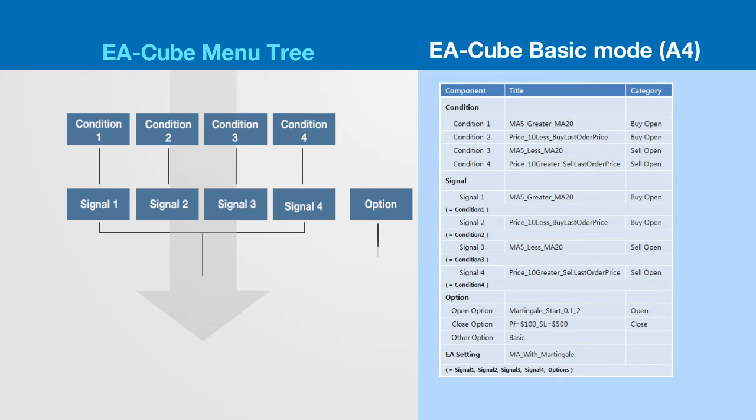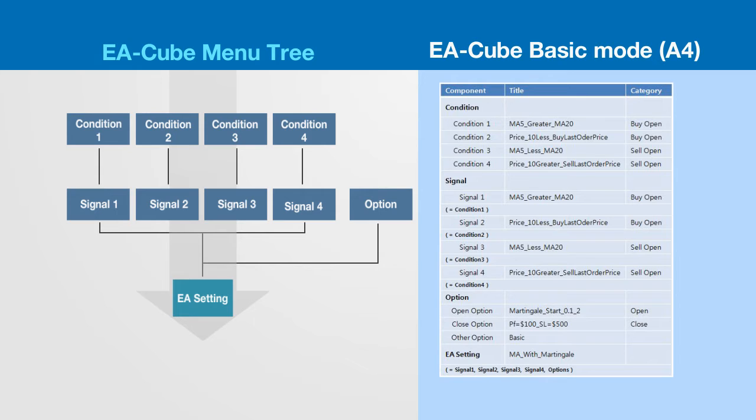It is important to understand the tree structure of each tab to create an EA with EA Cube. The tree structure is rather simple in basic mode. Set your conditions for the strategy and combine them to make a signal. Once the signal is ready, set your option and finalize your EA in the EA setting tab.